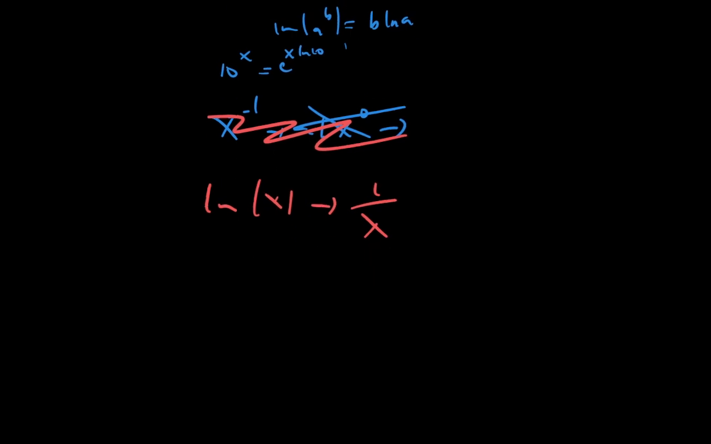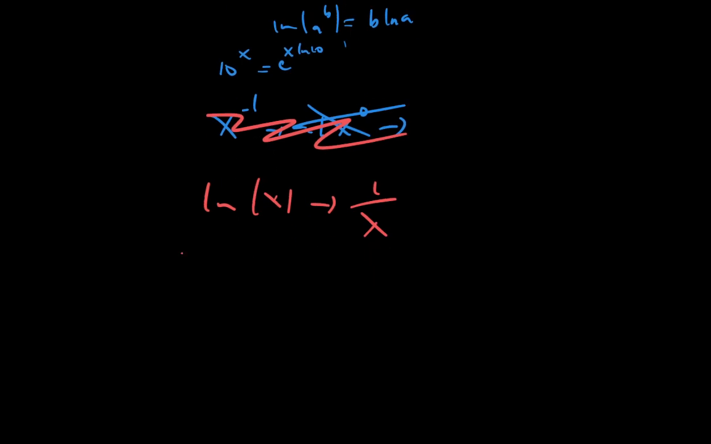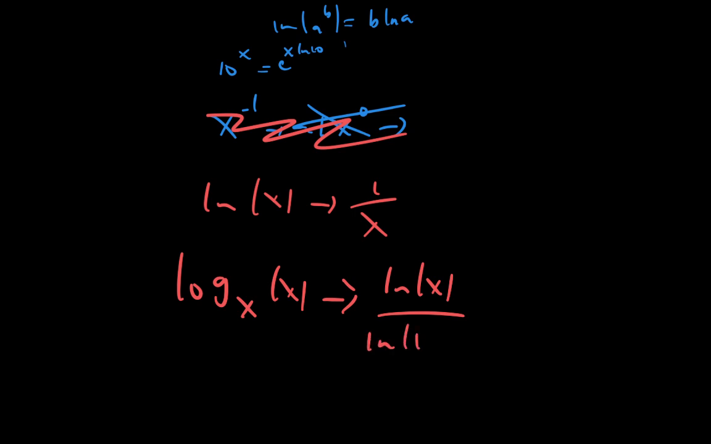Now, when we take the derivative of any other logarithm, it becomes natural log of x divided by the natural log of 10, and that becomes 1 over x natural log of 10. This first step isn't a derivative, it's just rewriting it.